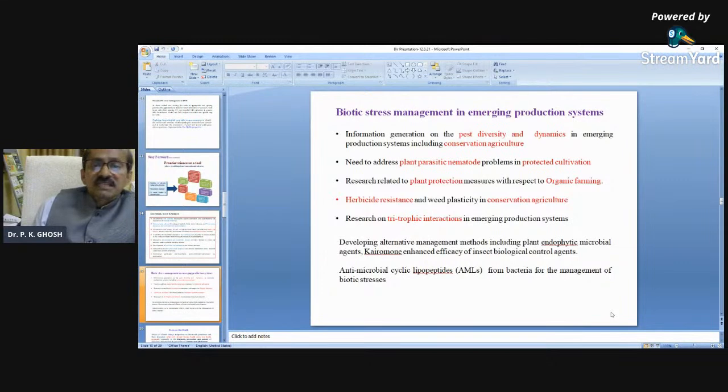Now, biotic stress management in the emerging area: in our Indian or Asian condition, there are three emerging production systems. One is the conservation system.